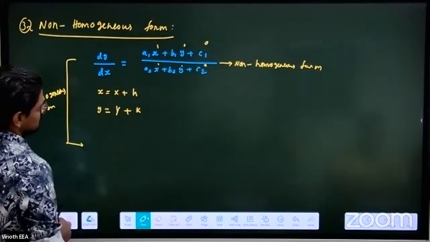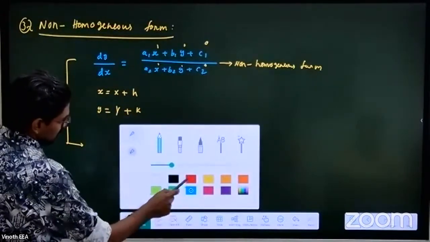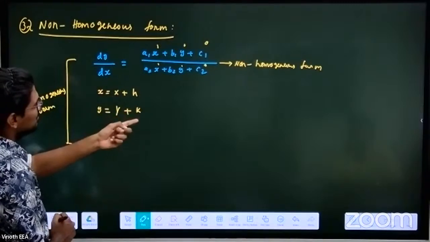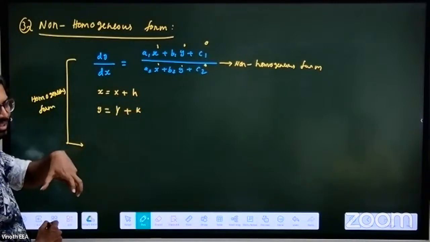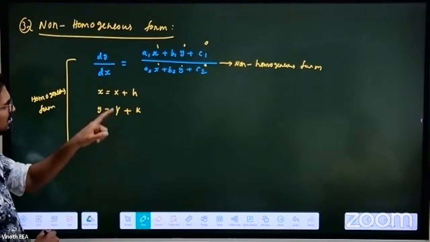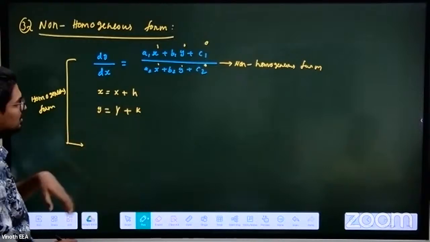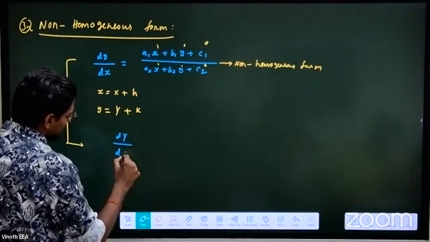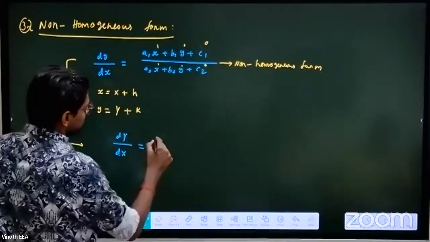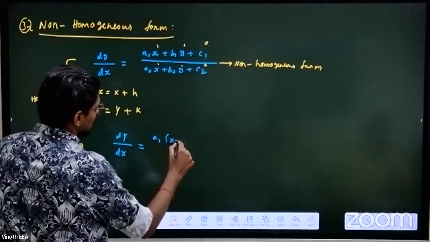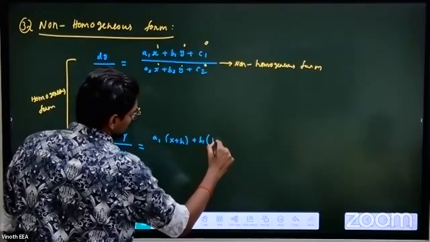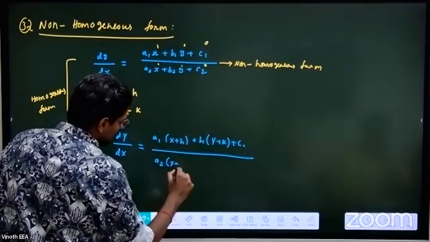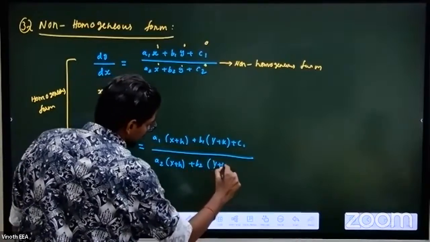So what will happen to the left hand side? Left hand side என்ன ஆகும்? Small y is capital Y plus k, small x is capital X plus h. My left hand side will be just dY by dX, மற்ற என்ன constant தானே, so அதோட derivative anyway 0 தான். So dY by dX is equal to a1 into (X plus h), and b1 into (Y plus k) plus c1, the whole divided by a2 into (X plus h), b2 into (Y plus k) plus c2.